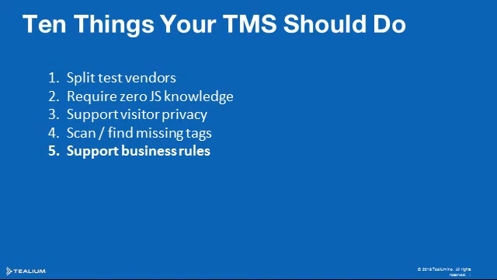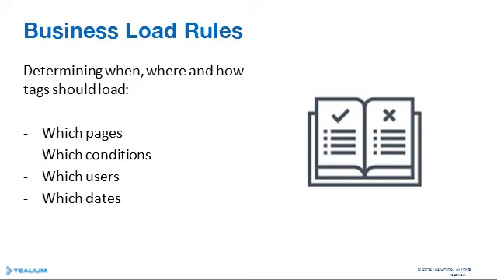The next step is really supporting your business rules when it comes to how and when to load different technologies. We call these load rules, and load rules are a way for you to determine what pages, what conditions, what users, and really what time periods you want to actually load particular technologies. Most of the time, a tag manager will give the ability to load based on a URL.